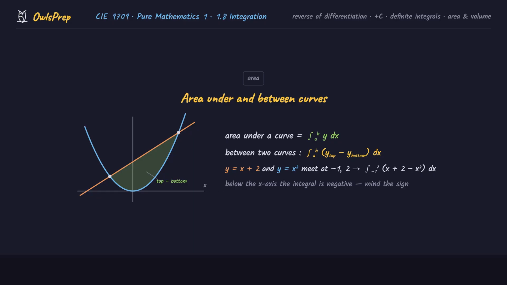The integral from a to b of (y top minus y bottom) dx. For example, the line y equals x+2 and the parabola y equals x² meet at x equals -1 and x equals 2. So the area between them is the integral from -1 to 2 of (x+2-x²) dx. One caution. If a region is below the x-axis, its integral comes out negative, so mind the sign.